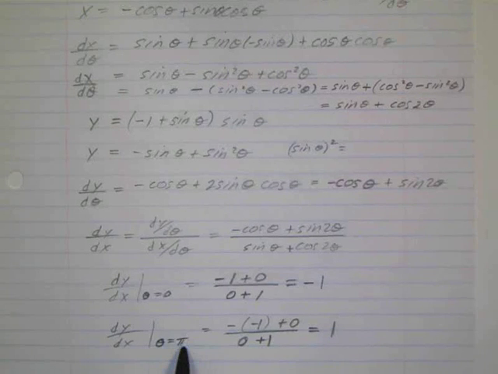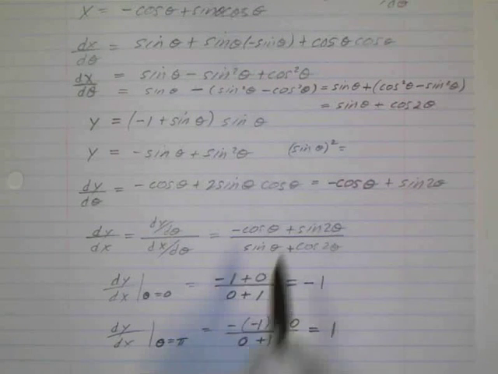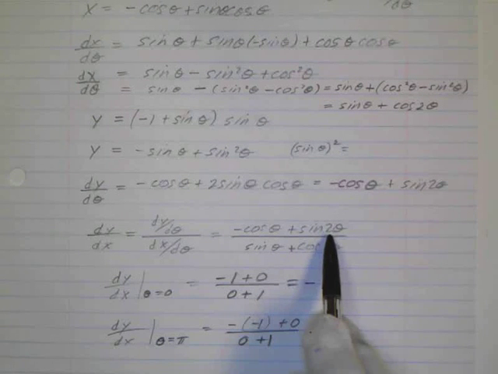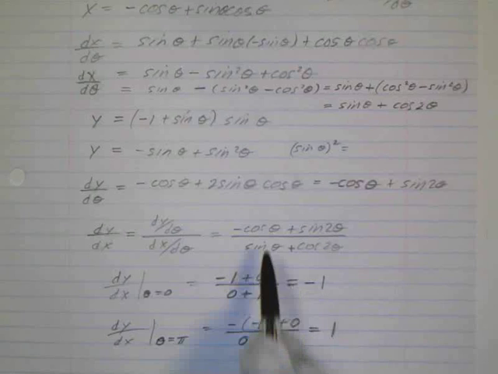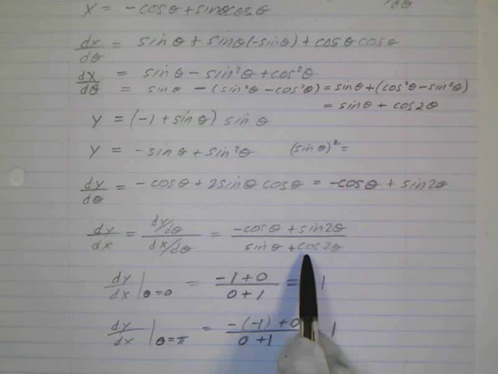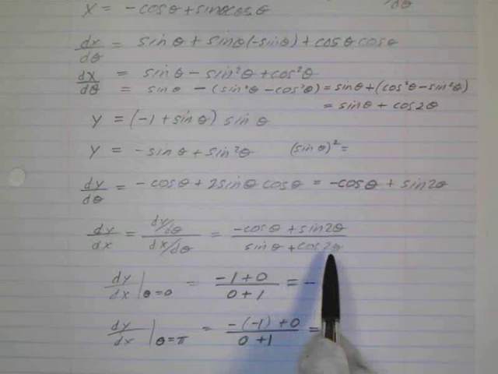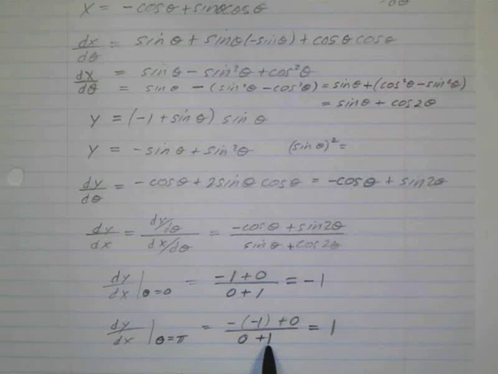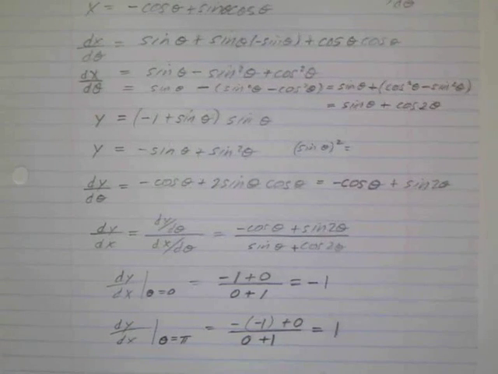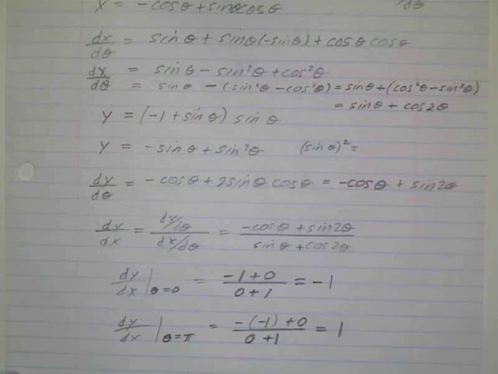Now if I put pi in here, the cosine of pi is -1. Again, the sine of 2 times pi is 0 again. And again, the sine of pi is 0. And the cosine of 2 times pi is going to be +1. So a negative times a negative is a positive, so I got +1 over +1, which is 1. So those are your two slopes.